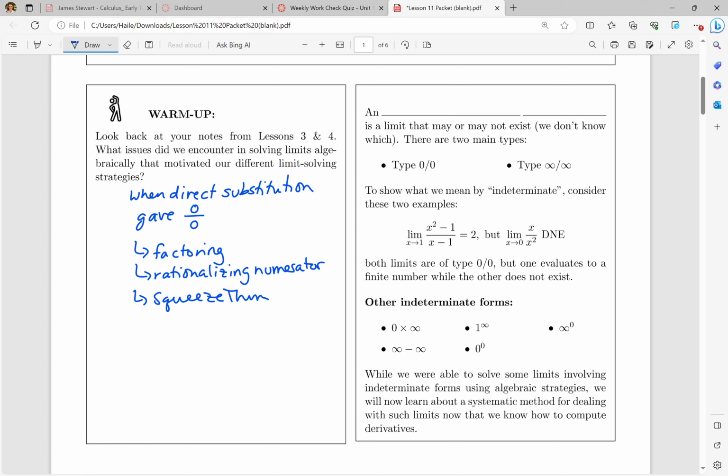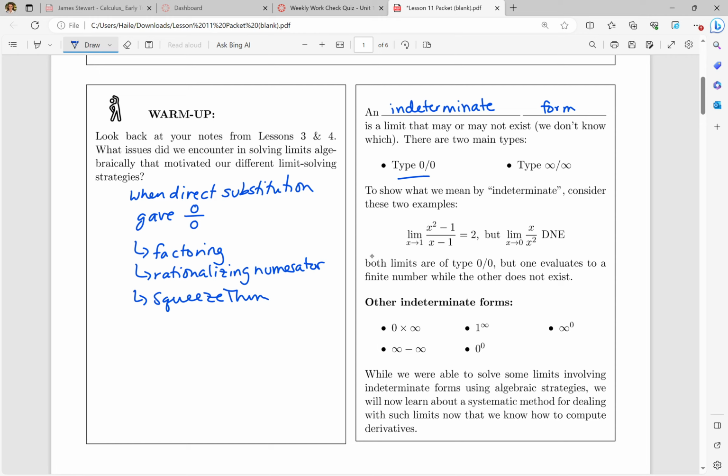So what we're going to do now is talk about this case of 0 over 0 and some other cases just like it, and how we can deal with those in a little bit more systematic way. An indeterminate form is a limit that may or may not exist. So we don't know which it is. There are two main types. We have type 0 over 0 or type infinity over infinity.